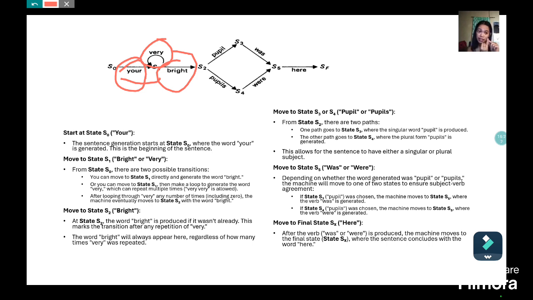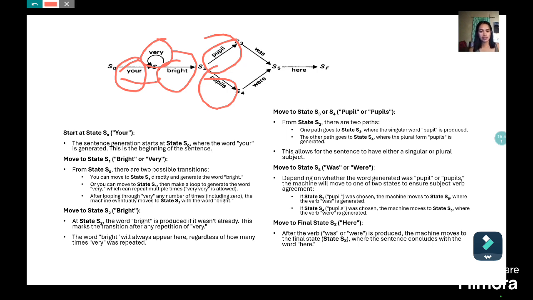Moving to state 1, which is "very." Moving to state 2, "bright." Moving to state 3, or 3-4, which means "pupil" or "pupils." Moving to state 5. So here's state 4. State 3, "pupil" or "pupils."